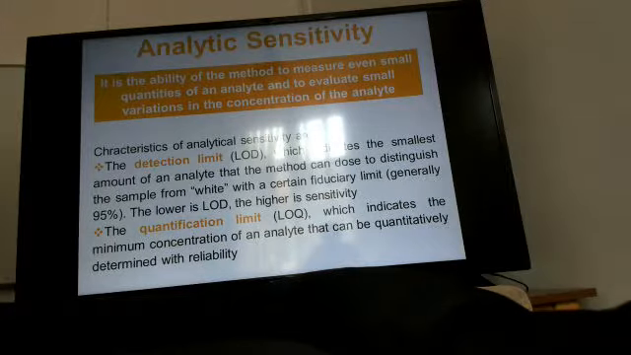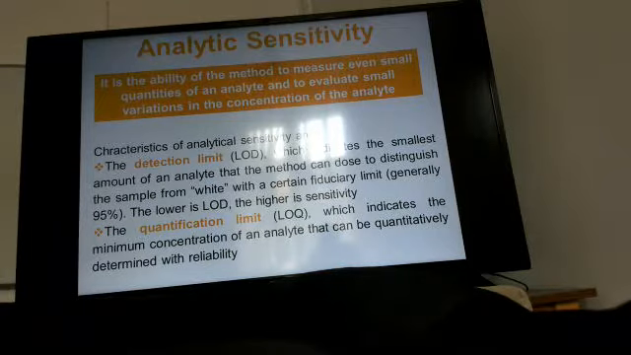Other two important things to consider are also the analytic sensitivity and specificity of the test. We say precision and accuracy. Precision: I measure similar values in multiple evaluations of the same sample. The more precise, the better. Accuracy is the ability to detect a value that is more similar to the real value. If I have an imprecise method, I have a random error. If I have an inaccurate method, I have a systematic error.